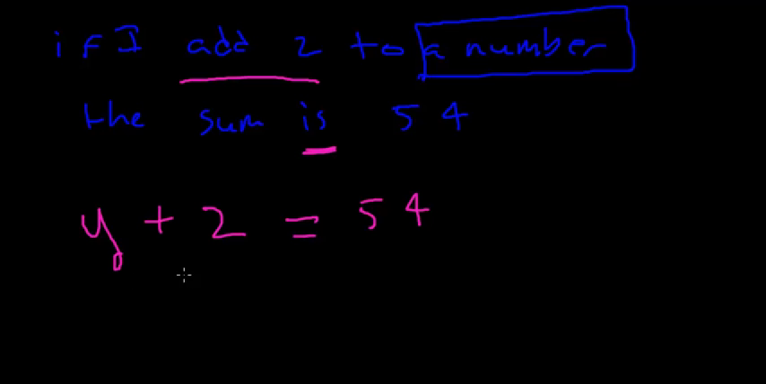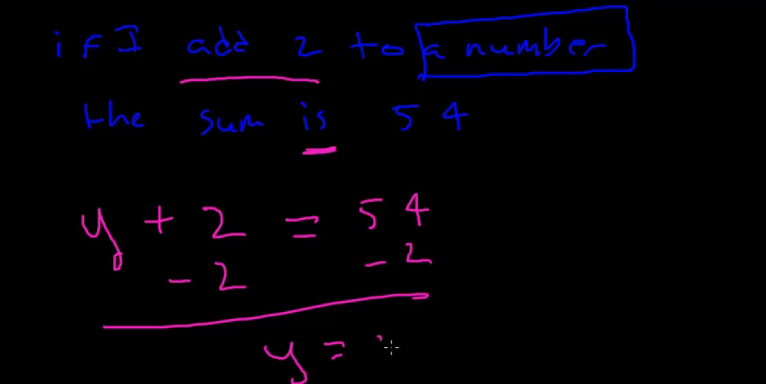So this is just a one-step equation, so all I got to do is subtract 2 from both sides, and we get that number, y, is equal to 52. And if I take 52 and add 2, I do get to 54. So there you go. We're going to get more complicated as we go, but we want to get the basics down. So let's see. How about, oh, I don't know. Let's make one up here.